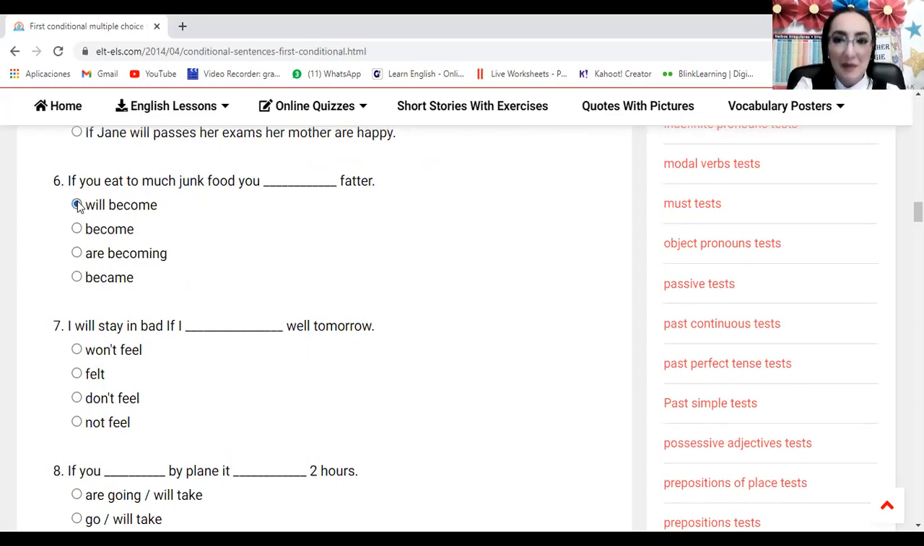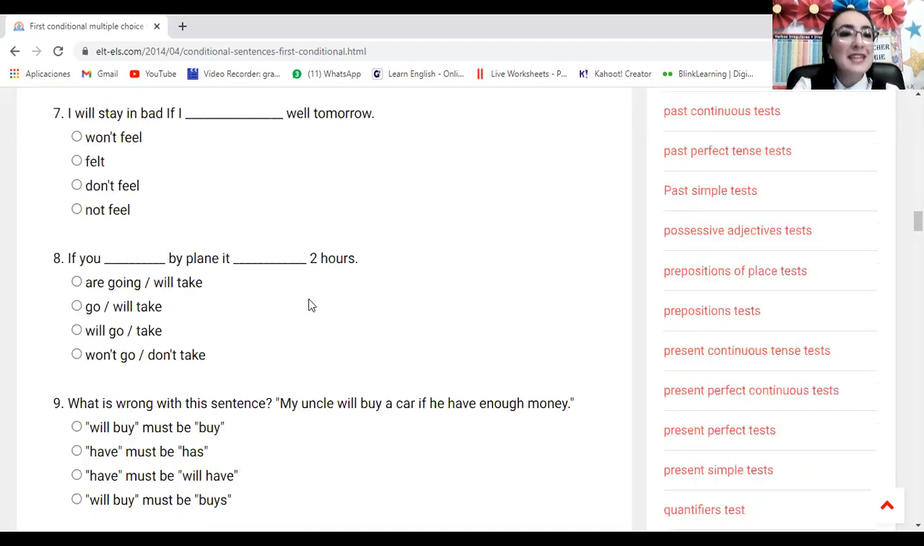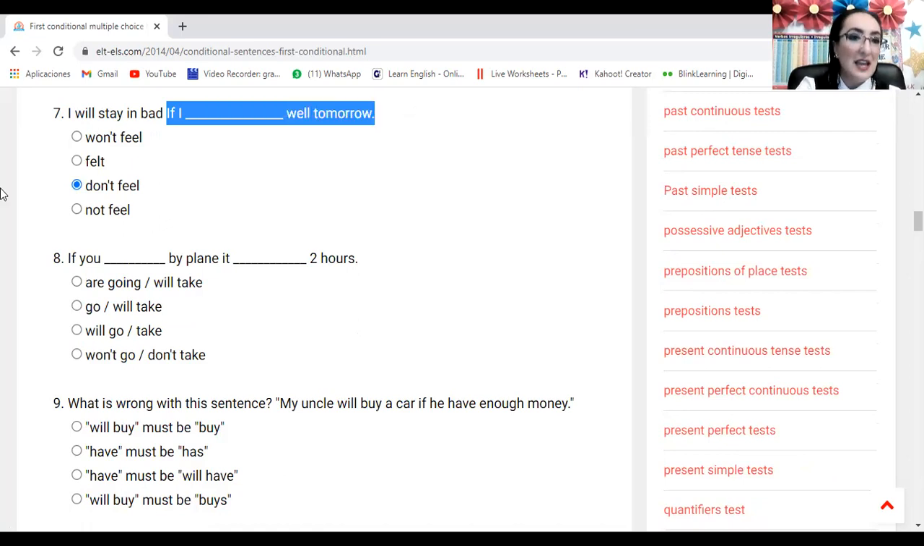Will becomes, remember, it is going to be in future. My condition is in present. I will stay in bed if I don't feel well tomorrow. Here the word was bed. I will stay in bed if I don't feel well tomorrow. This is my result in future. My condition has to be in present.